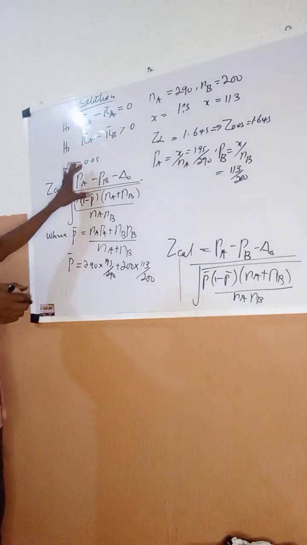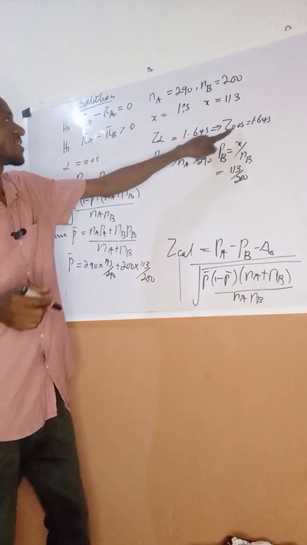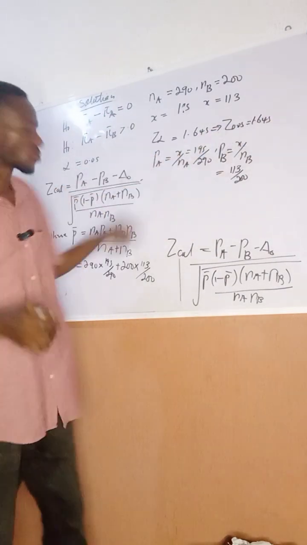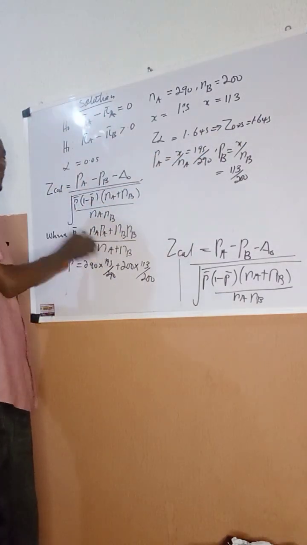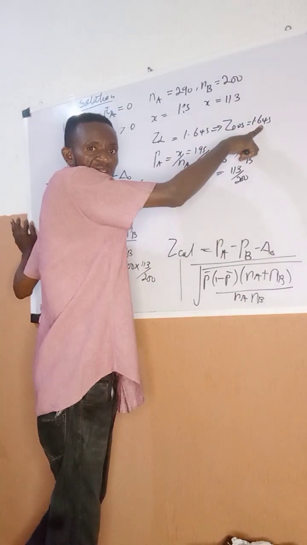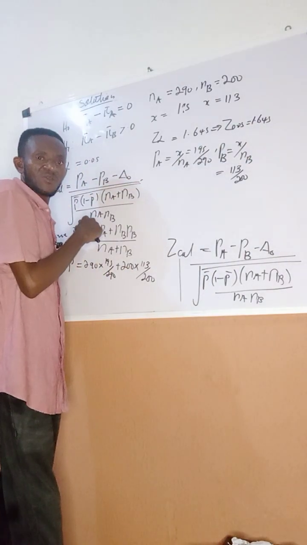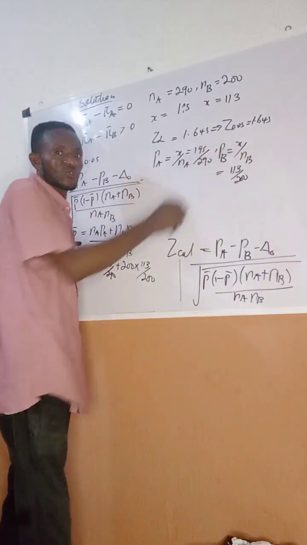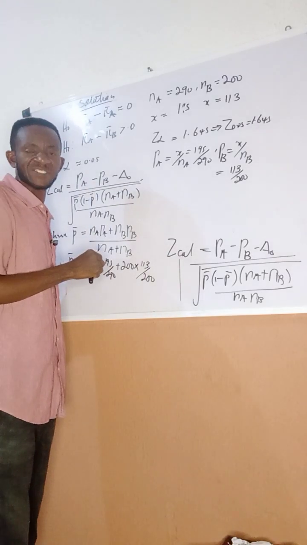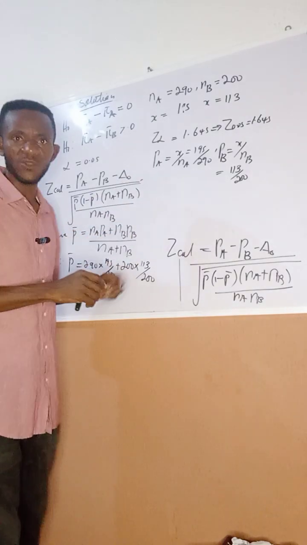When we evaluate this quantity, we are going to compare it with our Z, which is of course given as 1.645. So whatever value you are going to get from here will be compared with this value. If it is greater than this value, you are going to reject H0. But if it is less than this value, you are not going to reject H0. Instead, you are going to accept it. So that is how to go about this particular question.